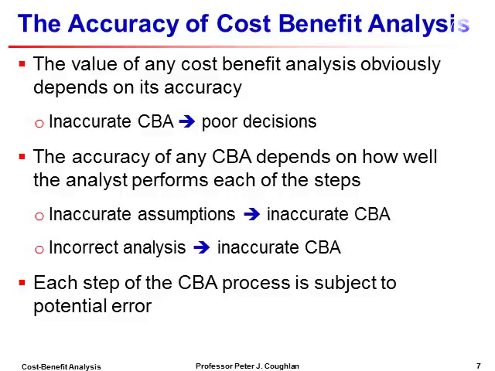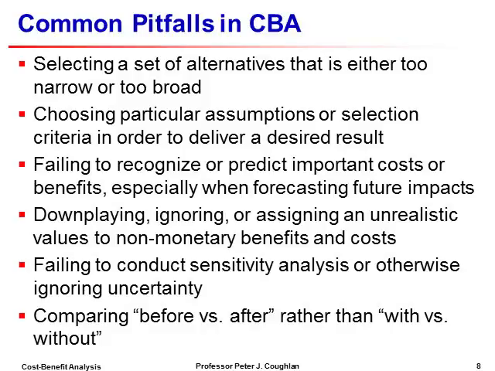So what are some of those potential errors? What are the common pitfalls in cost-benefit analysis that we should be aware of and avoid? Either you avoid them when you're conducting analysis, or make sure those who are conducting an analysis for you avoid these pitfalls. The first is selecting a set of alternatives that is either too narrow or too broad, right? If it's too broad, you are trying to do too much. You're going to spread yourself too thin. You're not going to be able to go into enough depth of detail on any individual alternative because you've analyzed so many different alternatives. And if it's too narrow, you might be excluding important alternatives that should be considered.